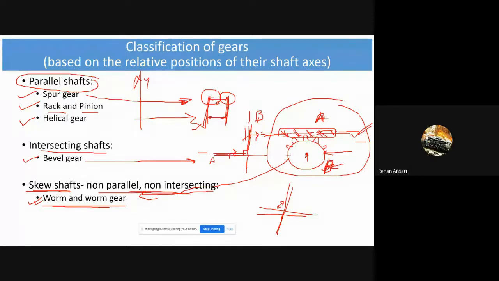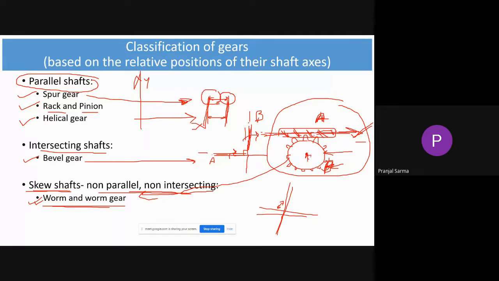Right now we are not interested in that particular movement. I'm just asking you to locate the axis of this body A and body B. For this case, this direction is the axis, no problem.